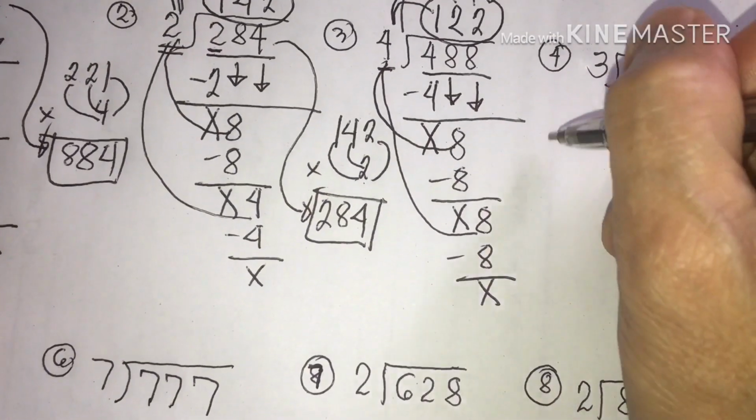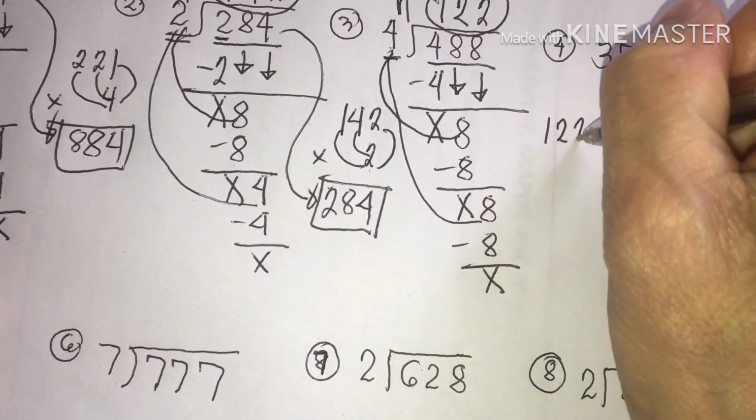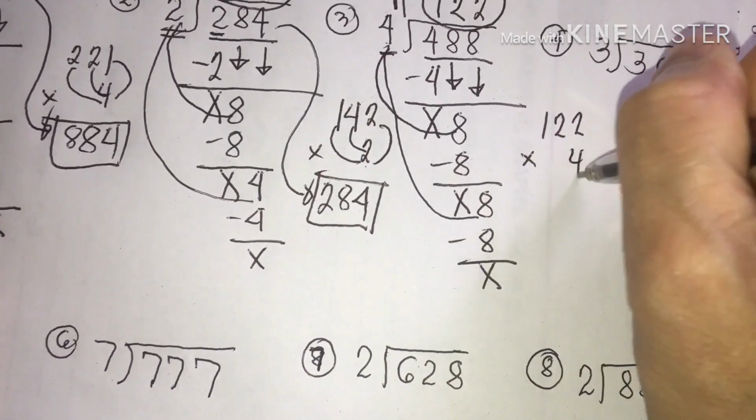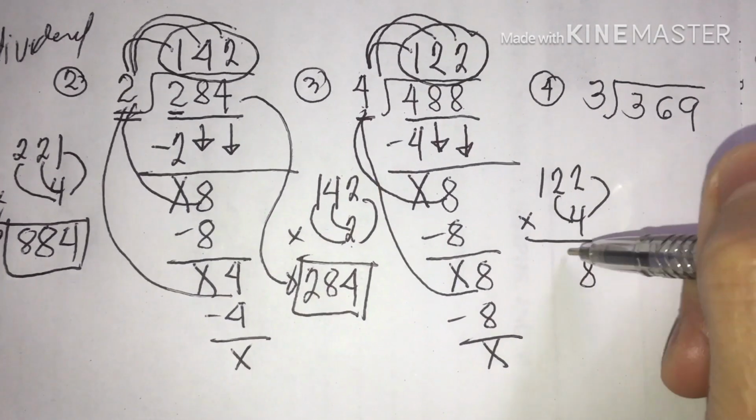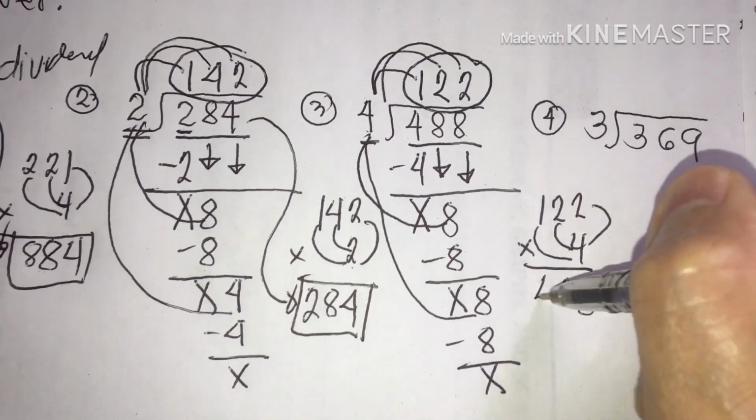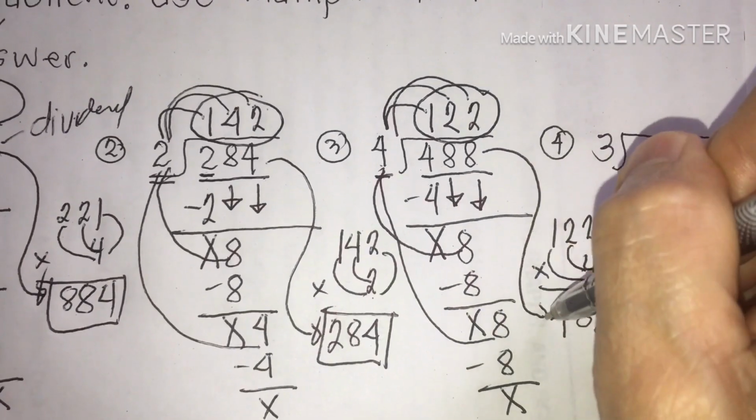So we're going to check it. 122 times 4. 2 times 4 is 8. 2 times 4 is 8. 1 times 4 is 4. This is actually correct, class.